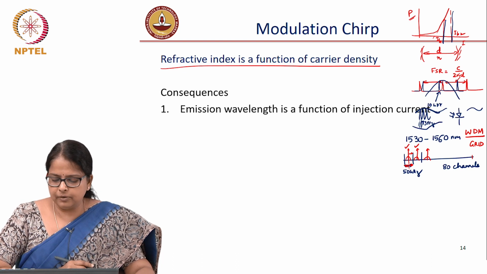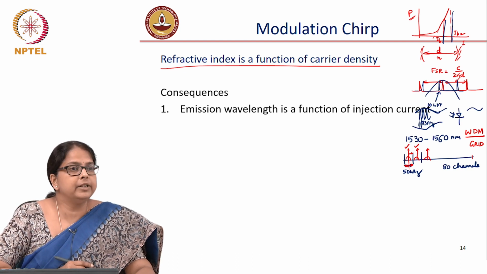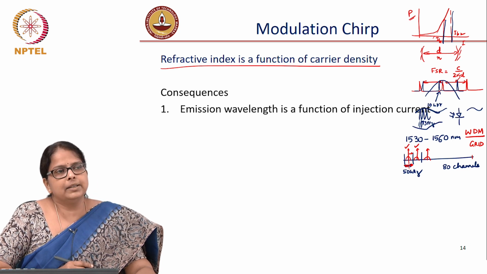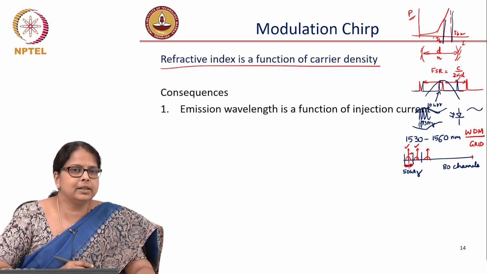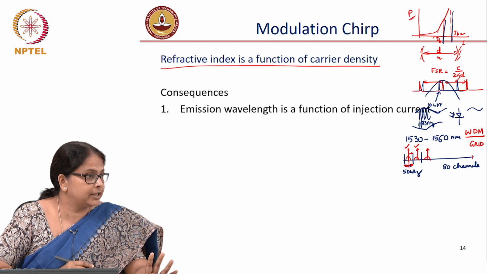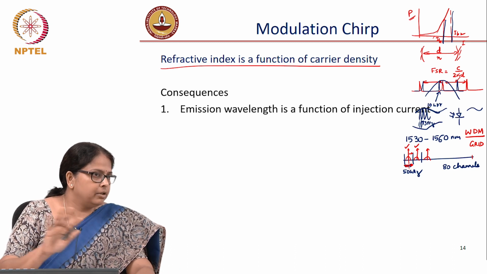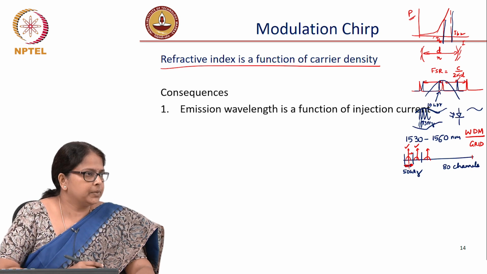So the first consequence: emission wavelength is a function of injection current, and we found what is a consequence of that. It has no consequence as far as the loss is concerned. It has no consequence as far as the demodulation is concerned for direct detection, but it has a consequence if you are looking at WDM systems.